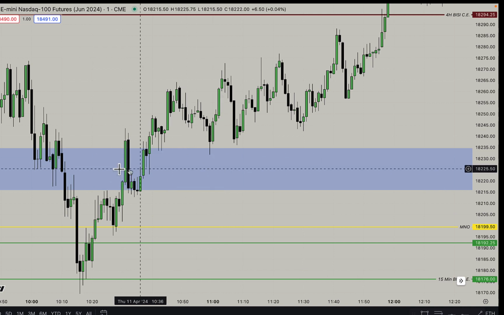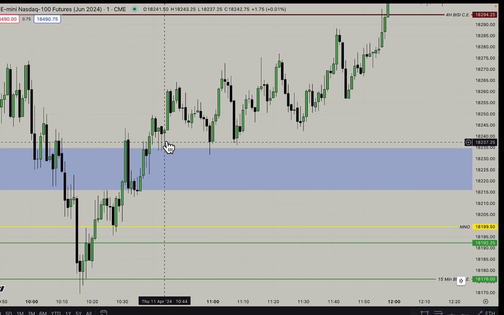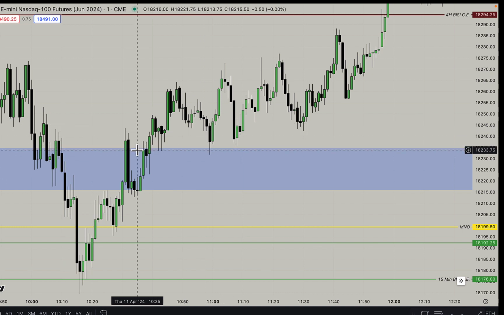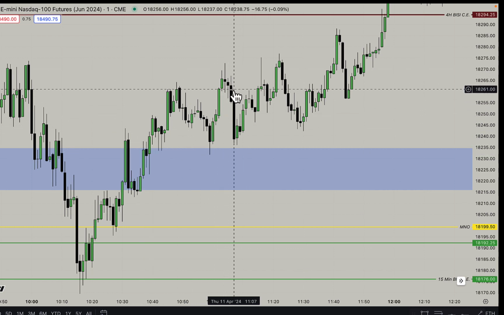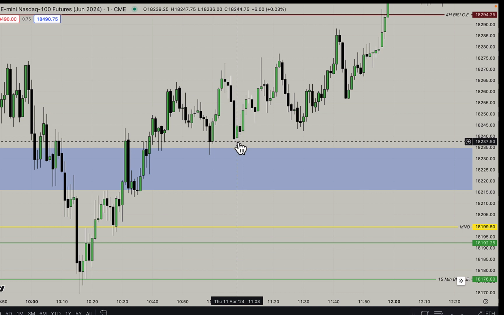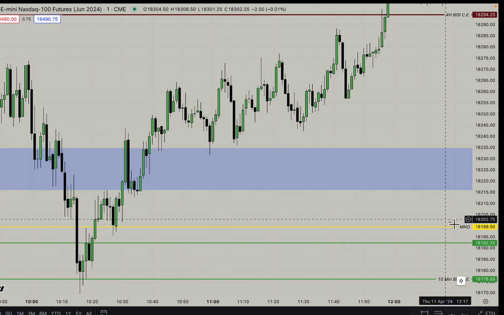Remember, this entire thing is a 15-minute balance price range. We come up above it. We just tick right into it. But what do we have? Relative equal lows, sell side liquidity. All right. We rally, take out this high. We trade back down. We trade into this wick.